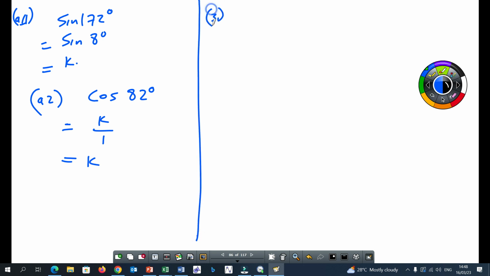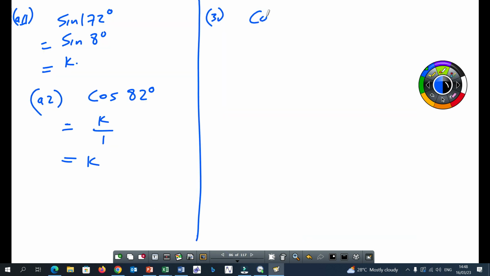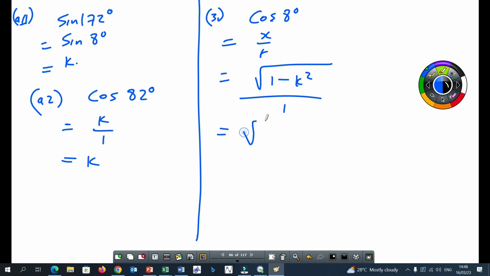Then 3, we have cos 8 degrees. Obviously this one is going to be x over r, and our x is the square root of 1 minus k squared over 1, which is the same as the square root of 1 minus k squared. You can write it out, but it's not necessary, the answer should be that.